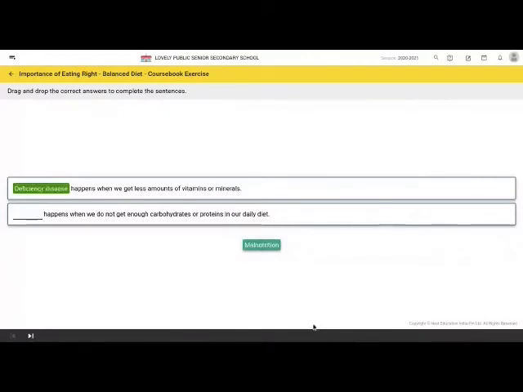Now dash happens when we do not get enough carbohydrates or proteins in our daily diet. It is called malnutrition, the word nutrient.